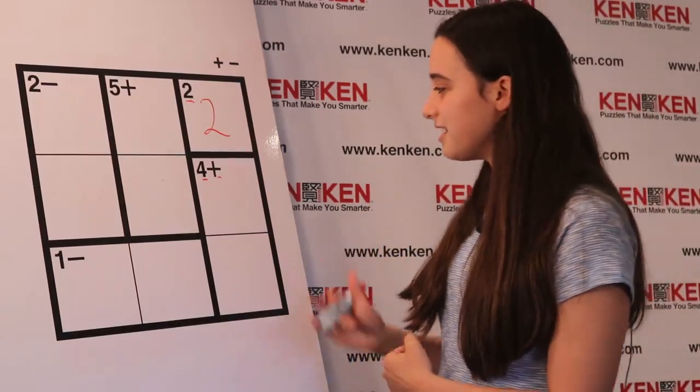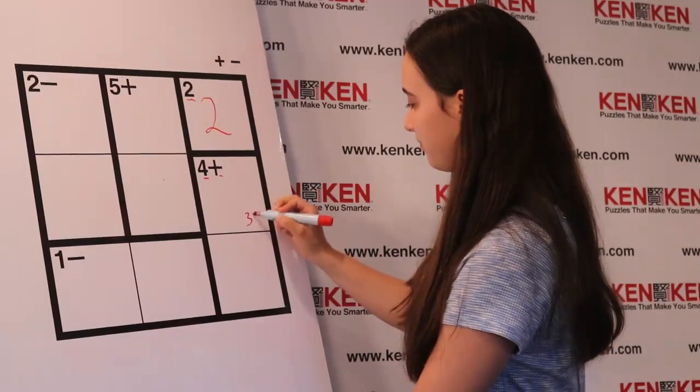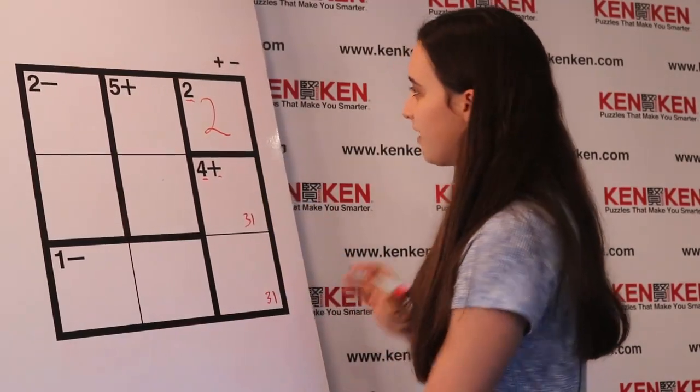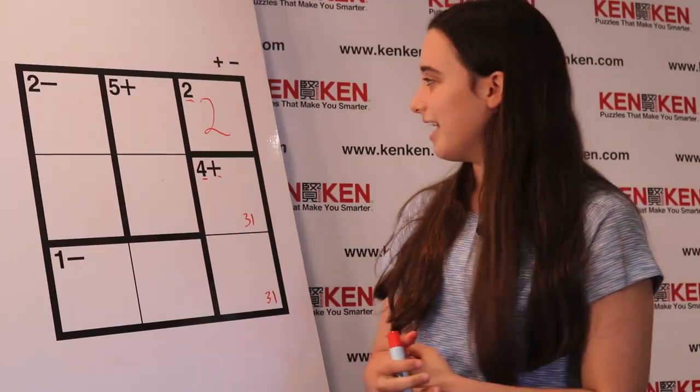Something I like to do when solving KenKens, if I don't know where the 3 and the 1 go, is just place little candidate numbers in the bottom right-hand corner. All right, and so now I'm just going to solve the puzzle.